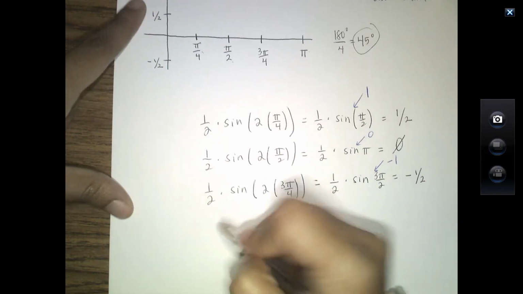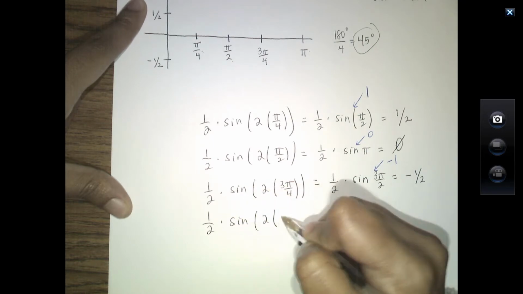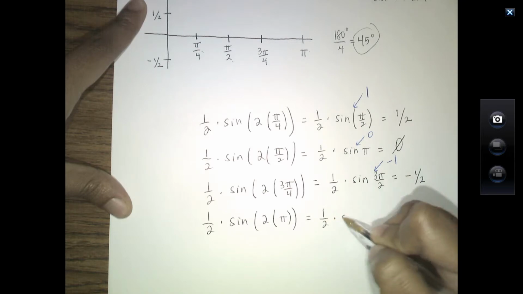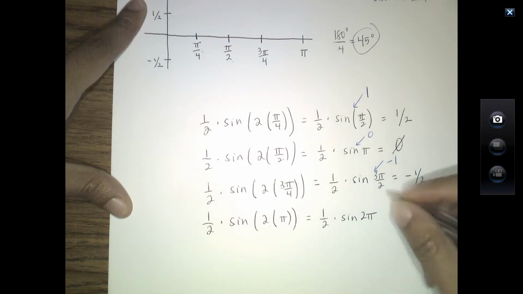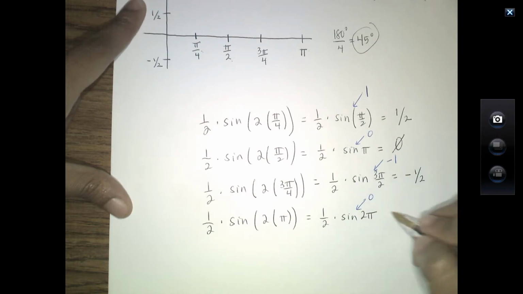And the last one, 1/2 times sine, 2 times pi, so 1/2, and of course the sine of 2 pi is 0. So I'm going to say this is 0. So my final answer is going to be 0 for this one.